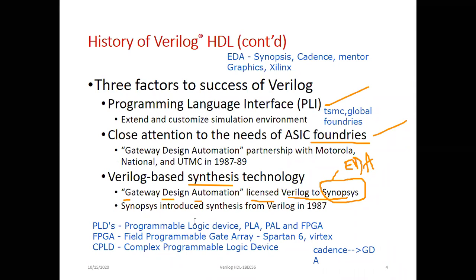Next, the Verilog based synthesis technology. The Verilog HDL language is based on the synthesis technology. You can synthesize it. Gateway Design Automation licensed Verilog to Synopsys. Synopsys introduced the synthesis from Verilog in 1987. Even though Cadence also introduced the synthesis, here they highlighted only Synopsys. But don't wonder why only Synopsys. In our academic institutes, we are not using the Synopsys tool. The reason was it is quite expensive compared to the Cadence design. In our lab, we have the Cadence tool actually.